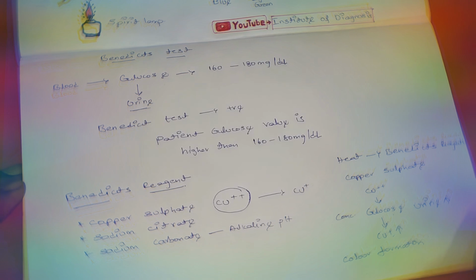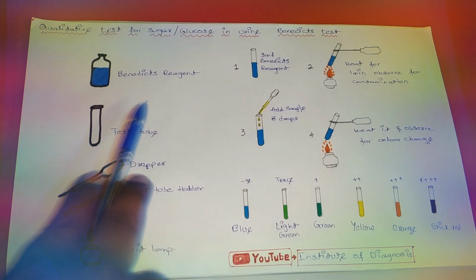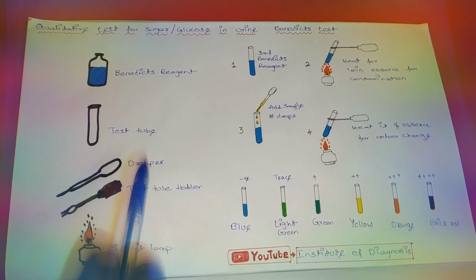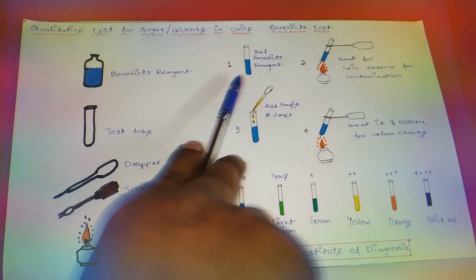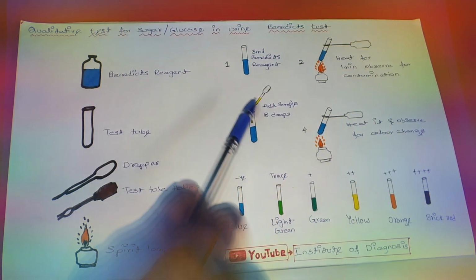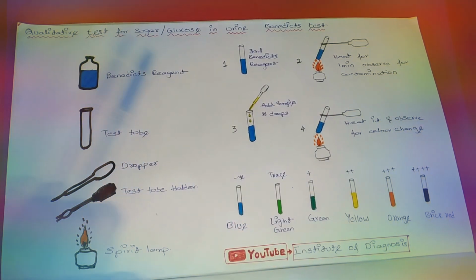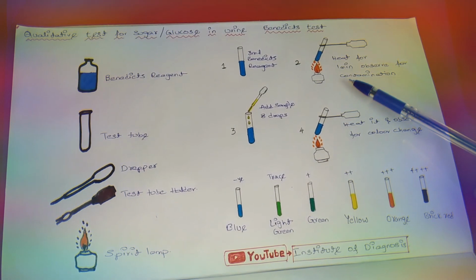To make it clearly understood, I have provided you a diagram here. So now let's move into the diagram. See, these are the apparatus. To perform this Benedict test, we need Benedict's reagent, a test tube, a dropper, a test tube holder, and a spirit lamp. Here I have given the numbers also. This is the first step, this is the second step, this is third, and this is fourth. In the first step we have to take a clean and fresh dry test tube, and take 3 ml of Benedict's reagent and heat it on the spirit lamp.